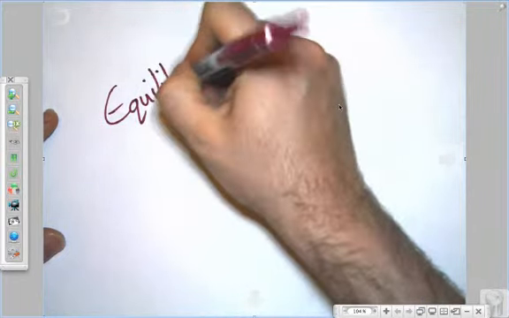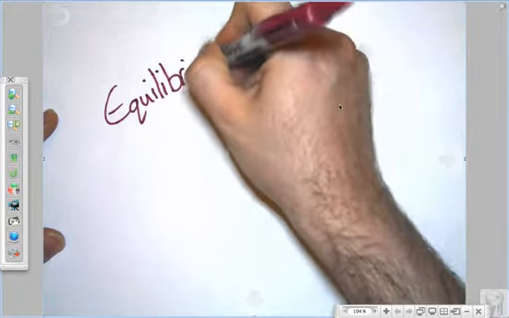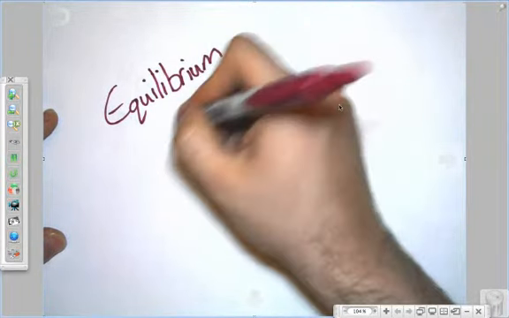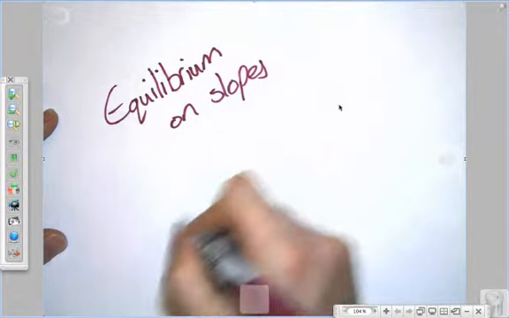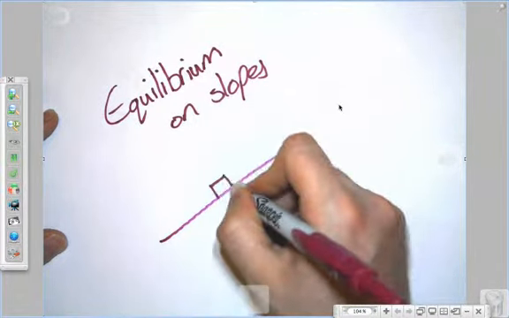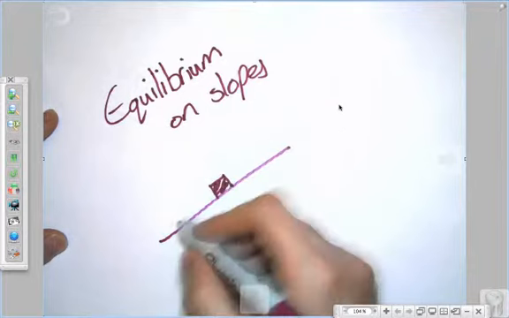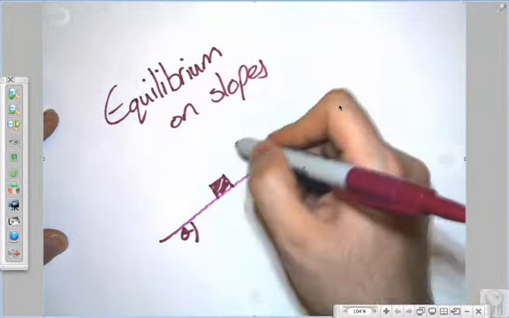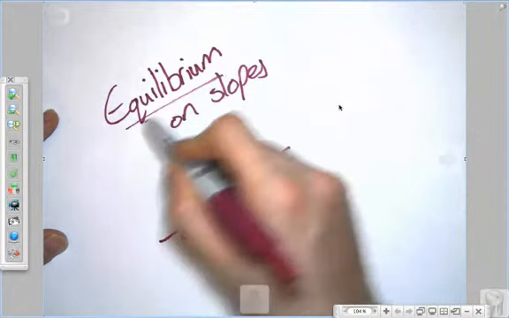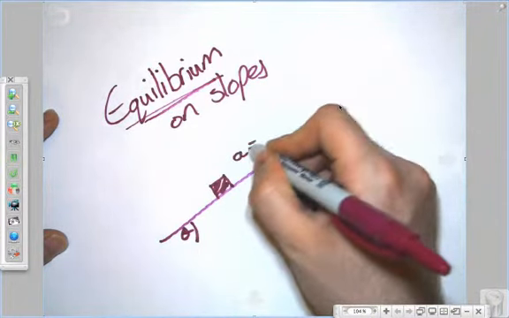So the next bit we're going to look at is equilibrium on slopes. That's where we have an object on a slope at an angle, and we know that because we're in equilibrium, a is going to equal 0.